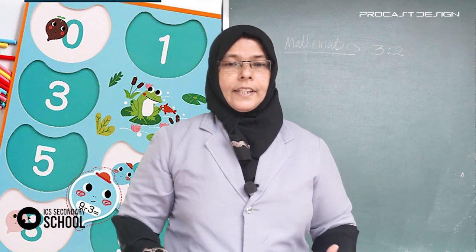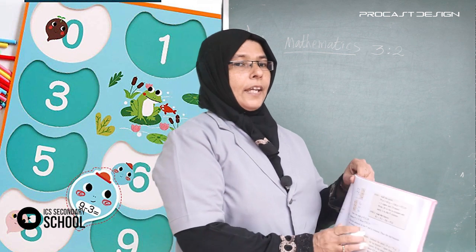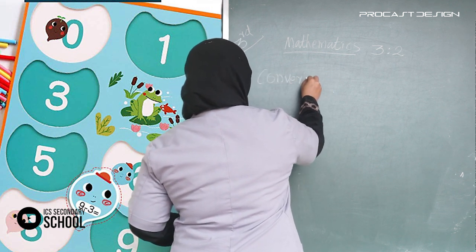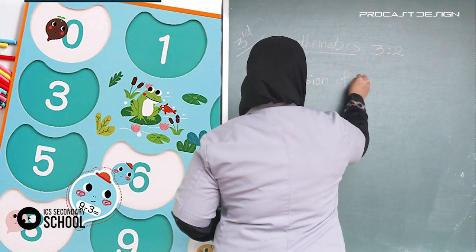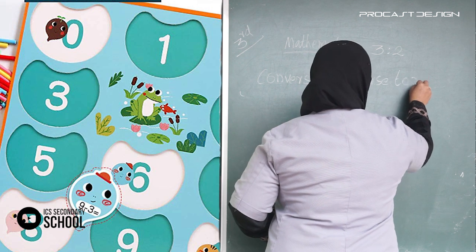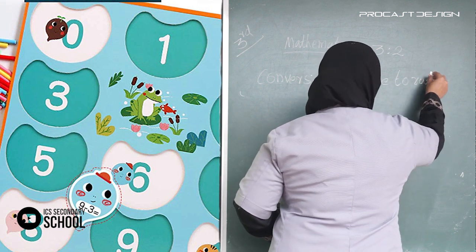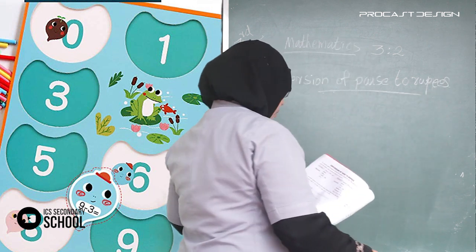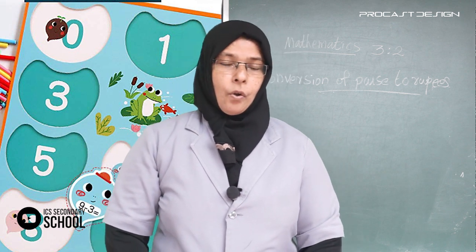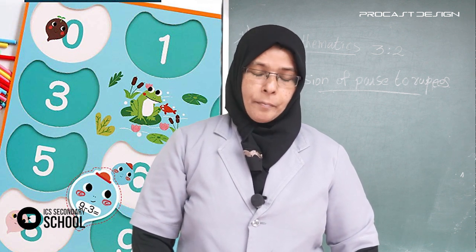Next, conversion of paise to rupees. Listen, to convert paise to rupees, divide the number of paise by 100. The quotient will give the rupees.